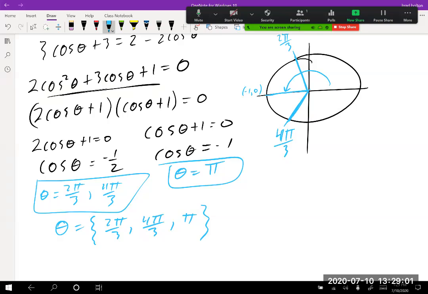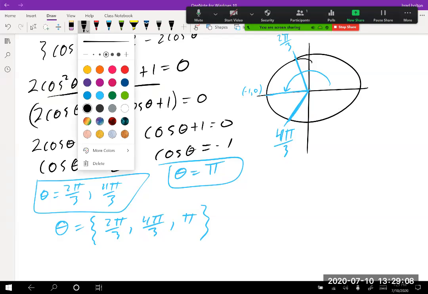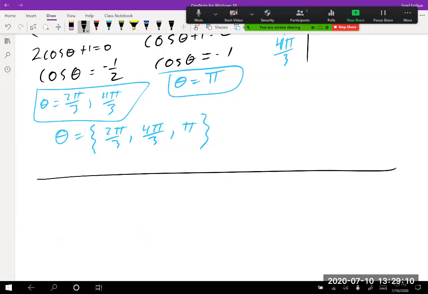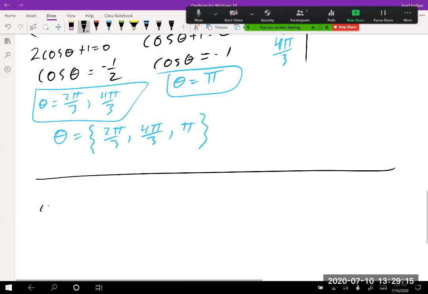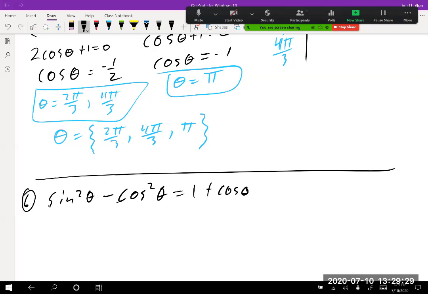This one's a little bit more difficult. I wish I had one. Yeah, maybe I'll have to make one up and see if it works. So let's do sine. Let's do sine squared theta minus cosine squared theta equals 1 plus cosine theta, from 0 less than theta less than 2 pi.